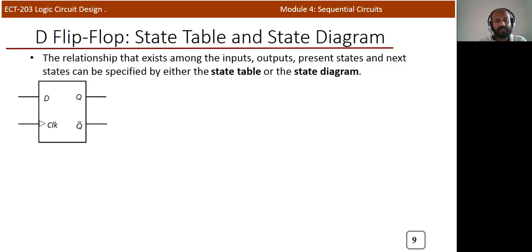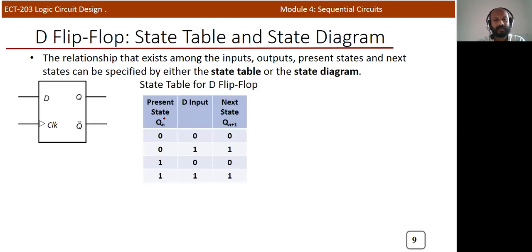Next we will discuss the state table and state diagram. This is another concept. The relationship that exists among the inputs, output, present state and next state can be specified either by a state table or a state diagram. It's almost similar to your truth table.